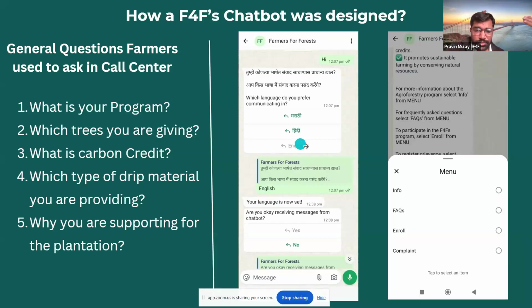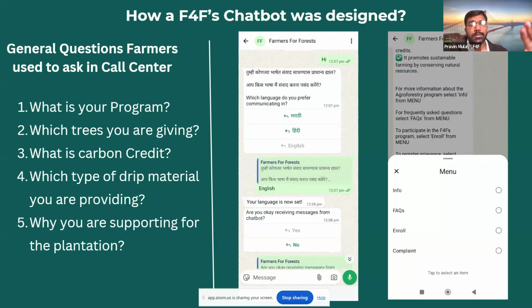So based on these questions, and as most of our audience is farmers from Maharashtra and other states, we have used three languages, Marathi, Hindi, and English, and these four functionalities that we have added. So one is that it is able to provide the information related to the program in their language. Second is that we have prepared a list of the frequently asked questions which farmers generally ask, and farmers can see this list in their local language. Farmers can enroll in the program.